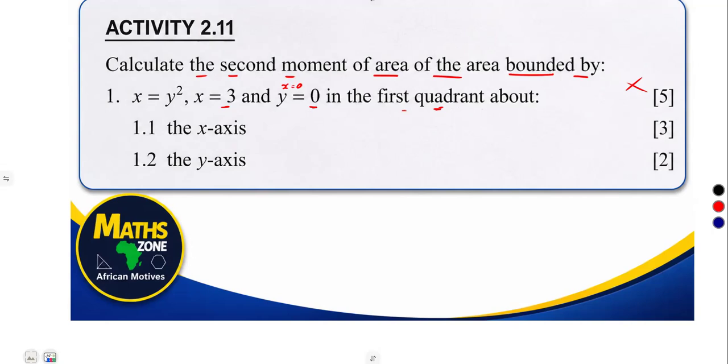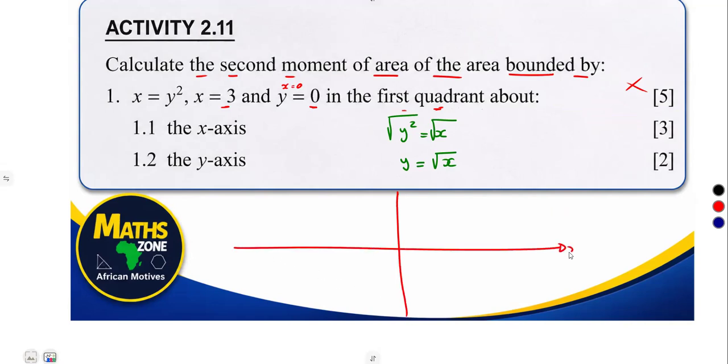So it is best for you to just have y as the subject of the formula. From that, y squared is equal to x, so you can simply introduce the square root. We are used to this graph, the square root of x. So in the first quadrant, our graph is going to be like this.